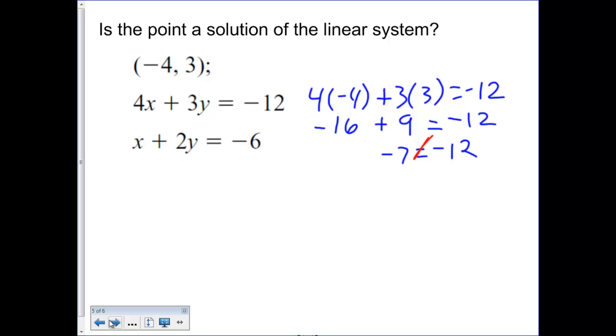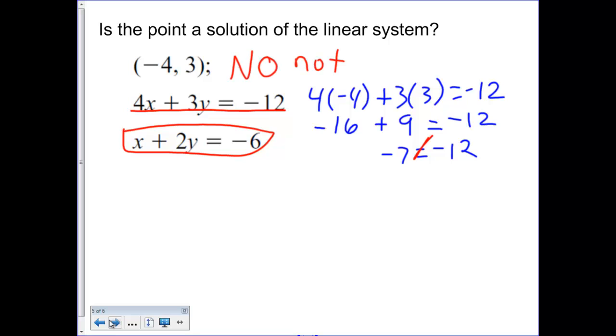And does that equal negative 12? No, it does not. Since the point does not check out in the first equation, there is really no point in trying it in the second equation. It could work, it couldn't work, it doesn't really matter. The answer here is no, it is not a solution. As soon as you find one equation that doesn't work, it's not a solution to the system.